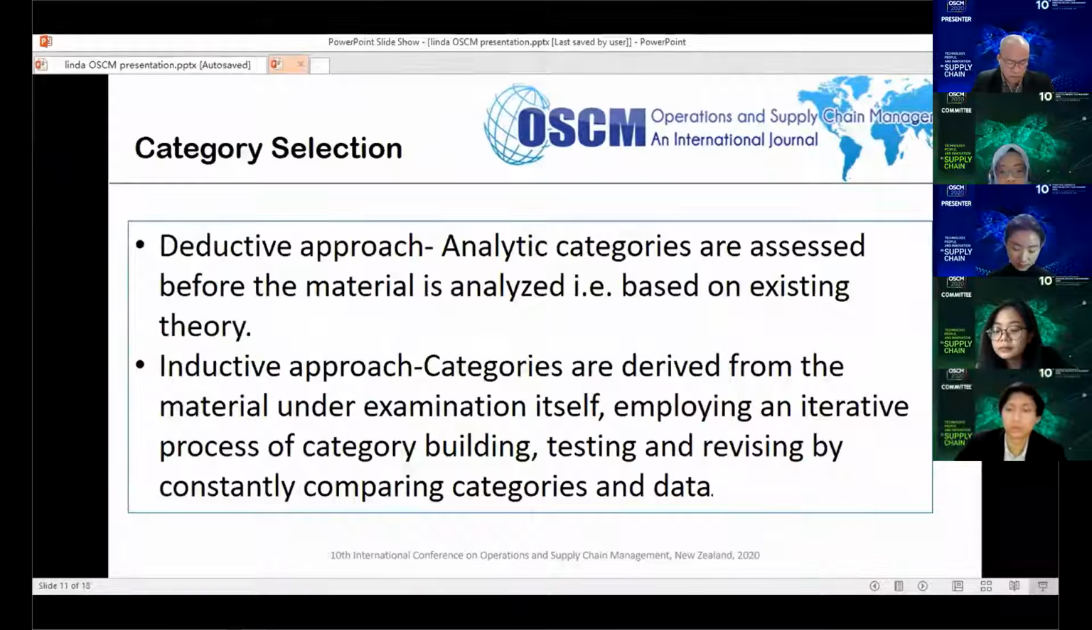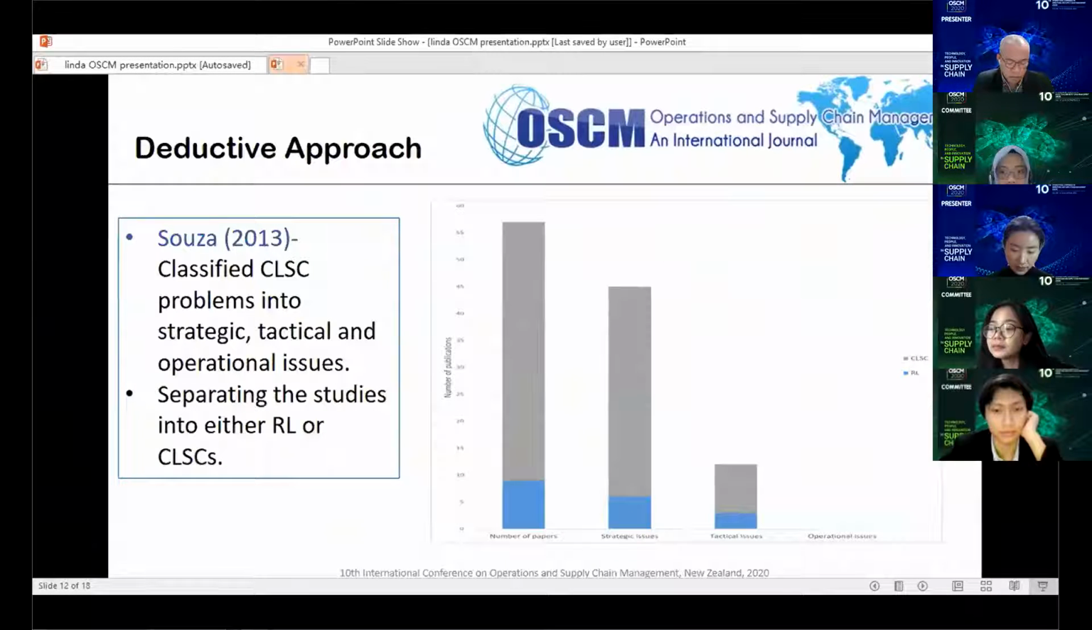In selecting categories, I used what I call the deductive approach, whereby theory is defined by existing authors, and I also used what we call the inductive approach, where I developed my own categories. I'll now explain these approaches. In the deductive approach, I used the classification of closed-loop supply chain problems into strategic, tactical, and operational issues defined by Souza in 2013, and I also separated the studies into either reverse logistics or closed-loop supply chains.